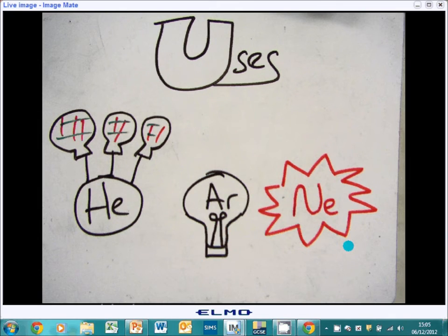And neon is used in advertising signs, and those signs you see at the circus and at fairgrounds, the really tacky ones that give out the red light. The reason for that is because when you pass electricity through a noble gas, it gives off different colours.